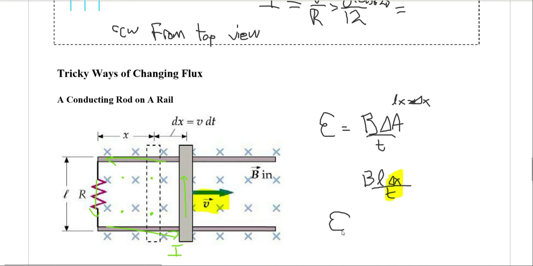So the EMF for a moving bar like this actually simplifies to BLv, because L times v is your rate of change of area. Multiplying by that length turns it into an area, so it is a flux. So magnetic field multiplied by the rate of change of area is another way of doing it. So this is one tricky way of doing it.